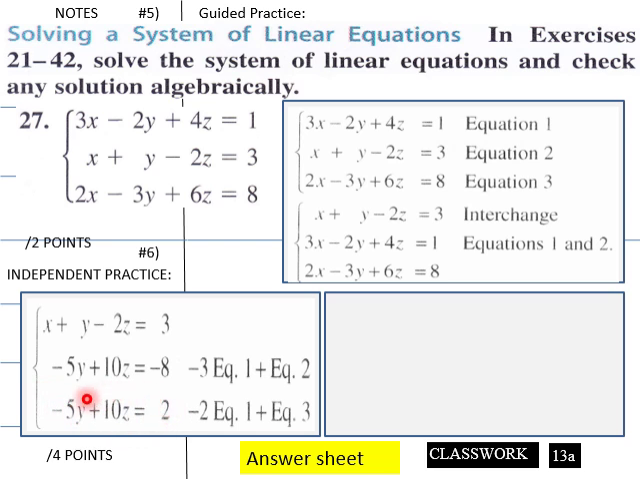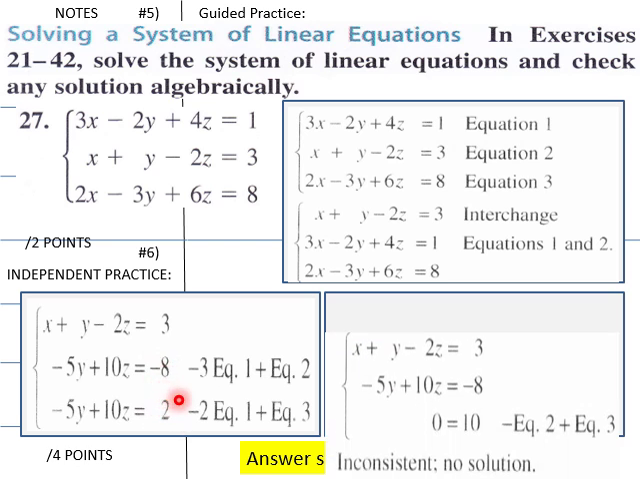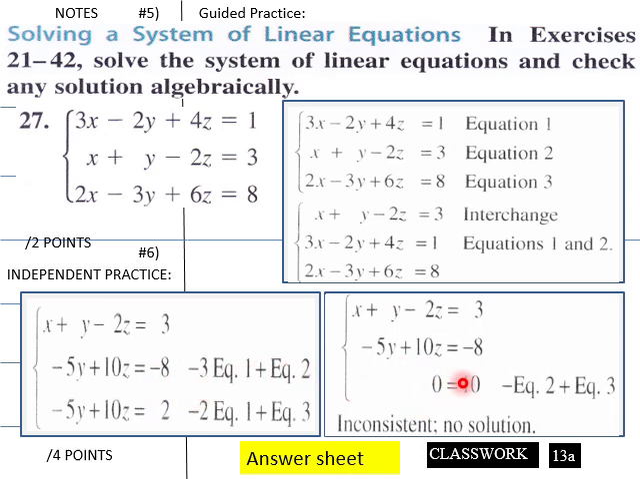So now we have this situation here. We have the same quantity equaling negative 8 here, and then also positive 2. That's definitely suspect. And to go further with it, the negative of equation 2 plus equation 3. When we add these two, we get 0 equals negative 10. And that doesn't look right, does it? Inconsistent, no solution. So that's when you know that you have an inconsistent system.